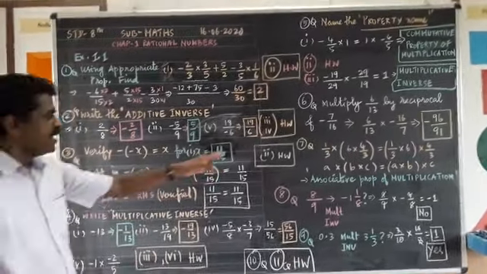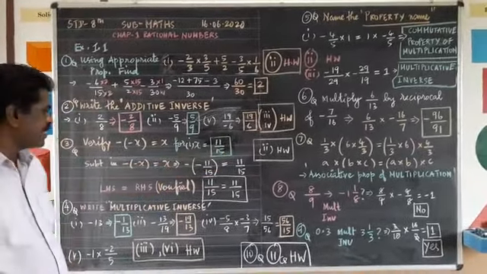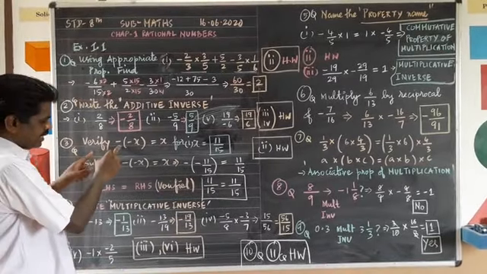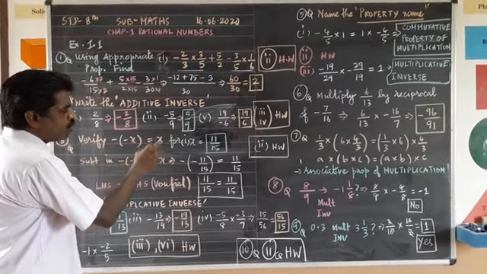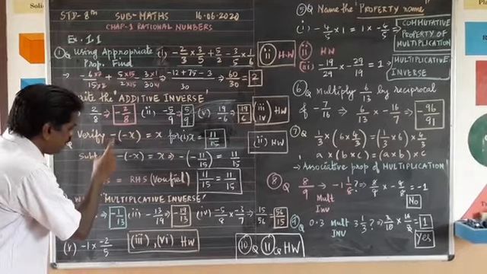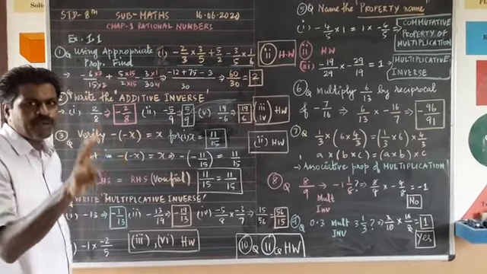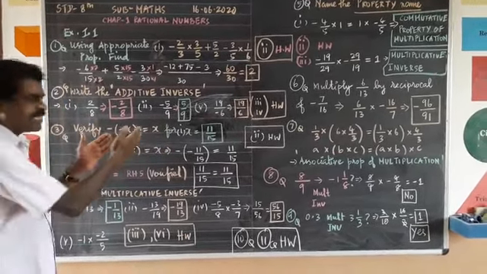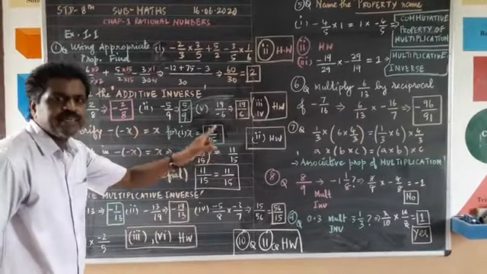What is given? 11 upon 15. X is given. Verify minus of bracket minus x should be equal to x. That means multiply this minus into minus, you will get plus. Both the sides should be equal. This condition you have to verify using this number.